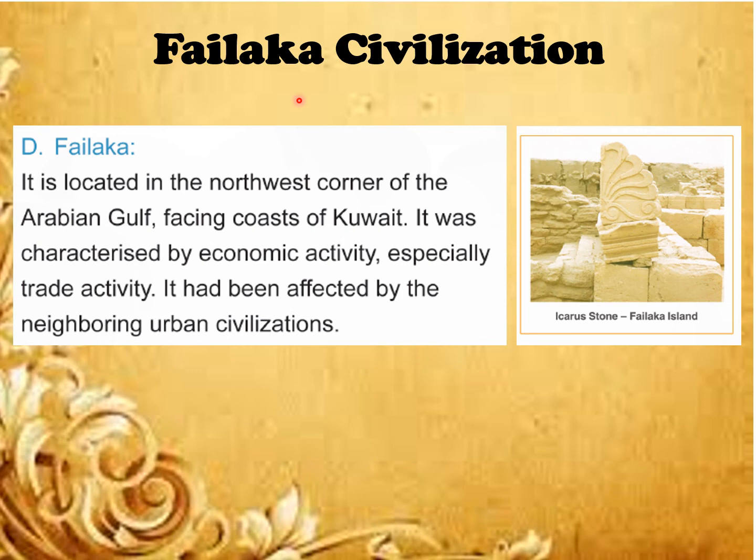So one architectural manifestation of this civilization is the Icarus stone, which you can find in the Failaka Island. So just take a look at how very intricate the architecture is. They have carved and imprinted designs on the stones, and also you can find different kinds of architectures and buildings which would have the same design as this one.